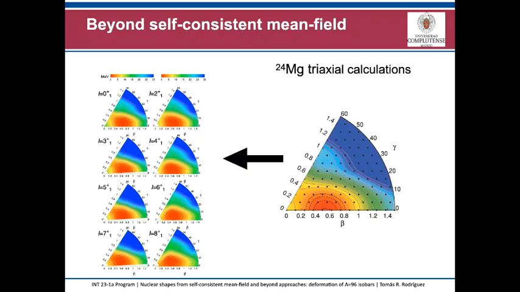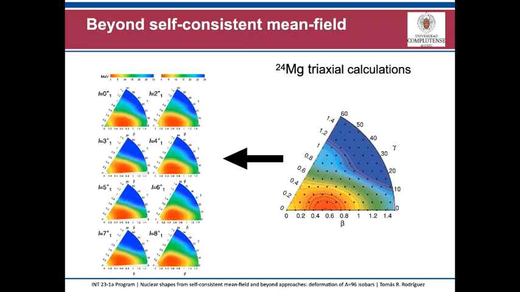Did you mean 3 minus, 5 minus, or did you really? In this case, yeah, it depends on how we build or how we break the symmetries in the mean field. So in this case, we are not exploring beta 3, and that's why we don't have parity breaking, and then we cannot produce negative parity states.